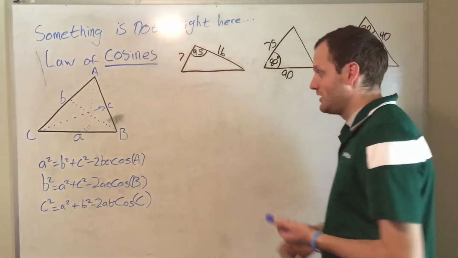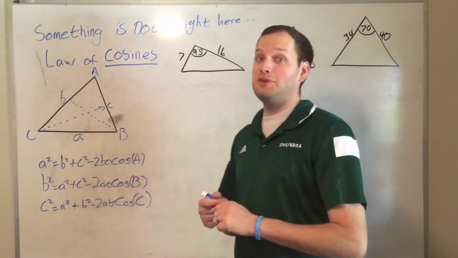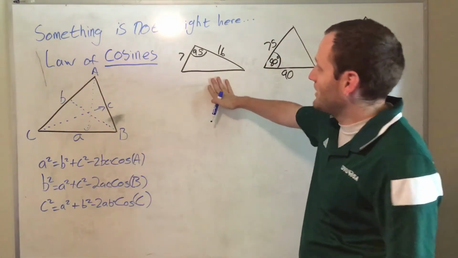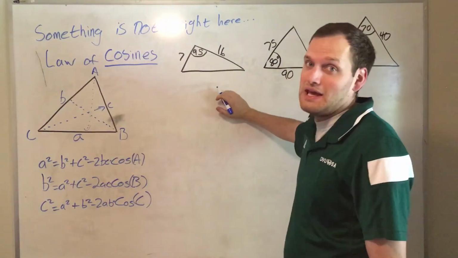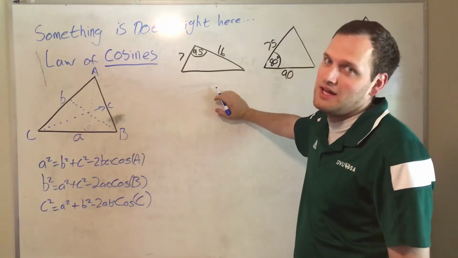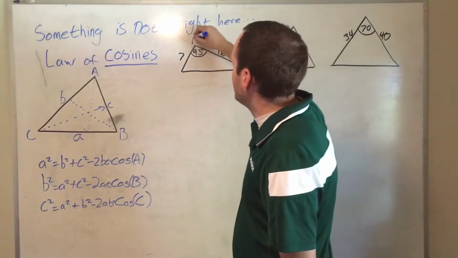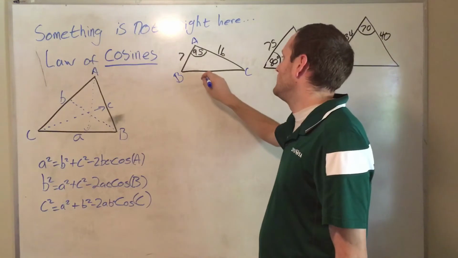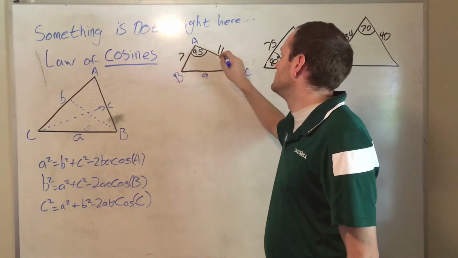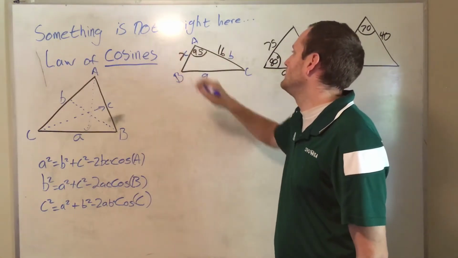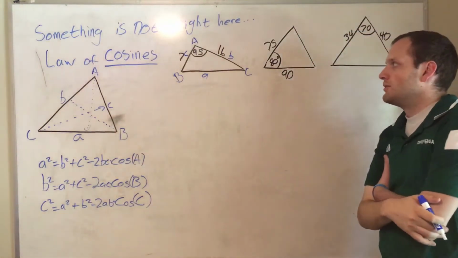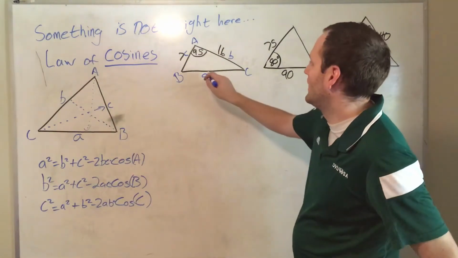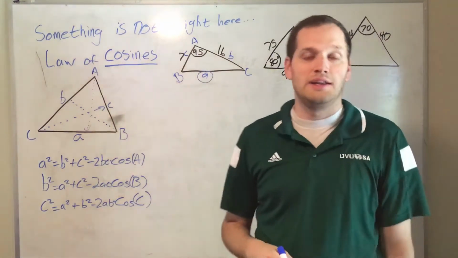Let's practice using this. We've already learned about it, so this is just a review for the end of the year. I'm going to do this one first. First, I need to label my triangle: A, B, C as capitals, and a, b, c as lowercase. In this case, I'm trying to find the missing side, which is going to be side little a.